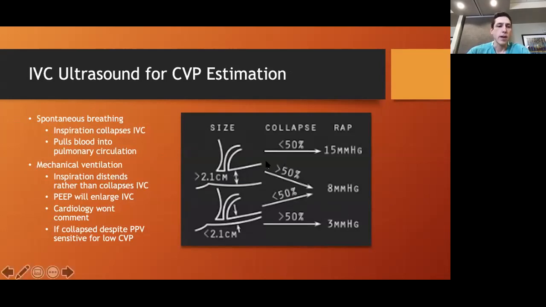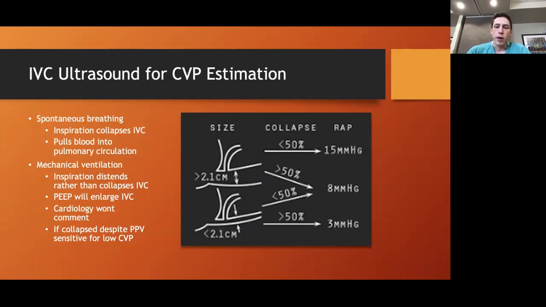And then with collapse, we want to know whether or not the collapse occurs as less than 50% or greater than 50%. Now, in a spontaneously breathing patient, inspiration will pull blood into the pulmonary circulation, causing the IVC to decrease in size. So if the IVC is greater than 2 centimeters, and with inspiration we see a collapse of less than 50%, then that would indicate a CVP estimate of 15. On the other hand, if we have an IVC which is less than 2 centimeters and collapse is greater than 50% with inspiration, that is consistent with a right atrial pressure of 3.